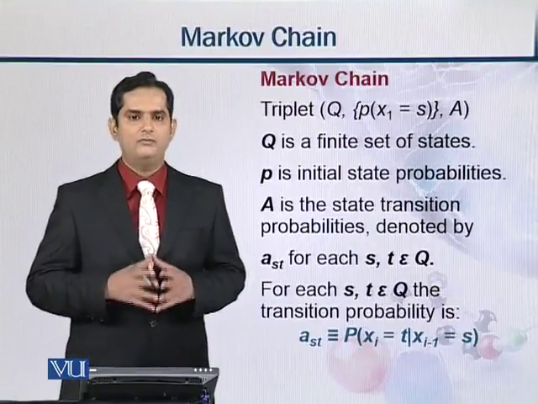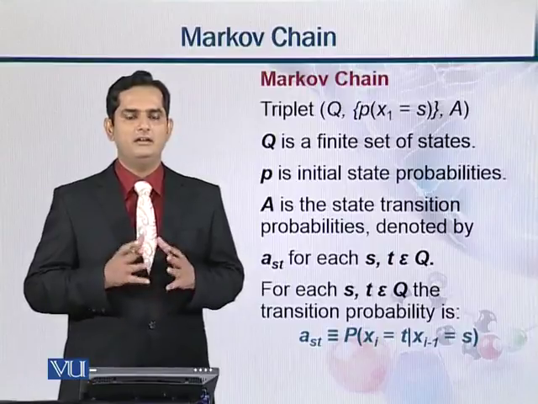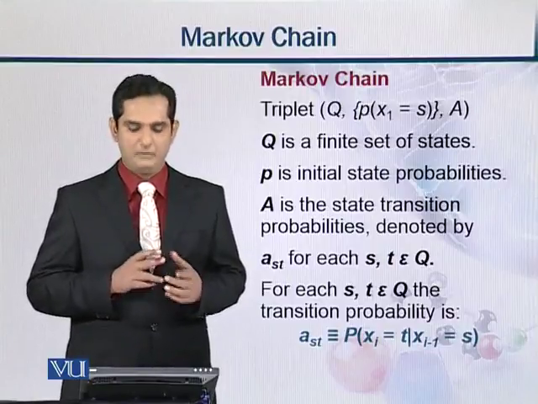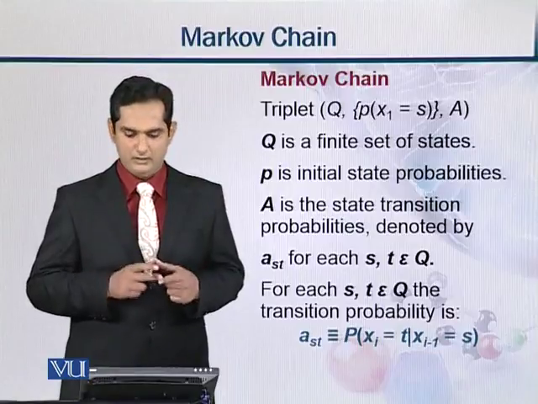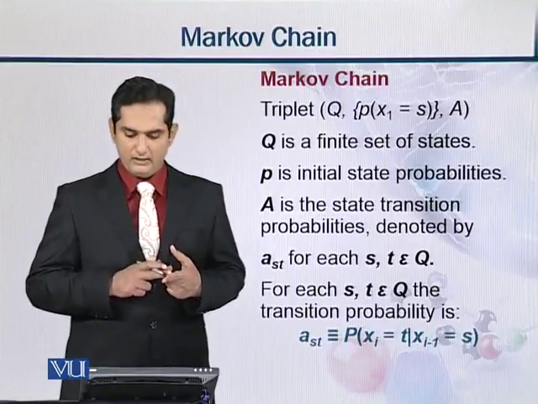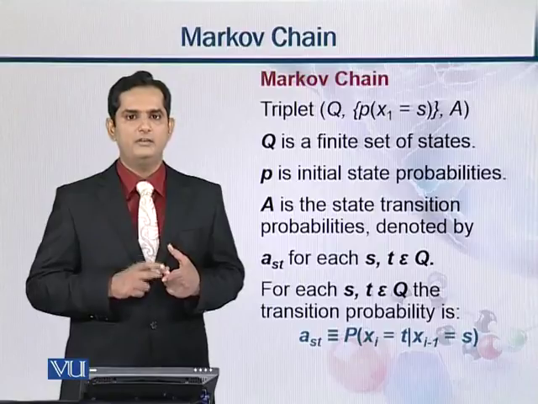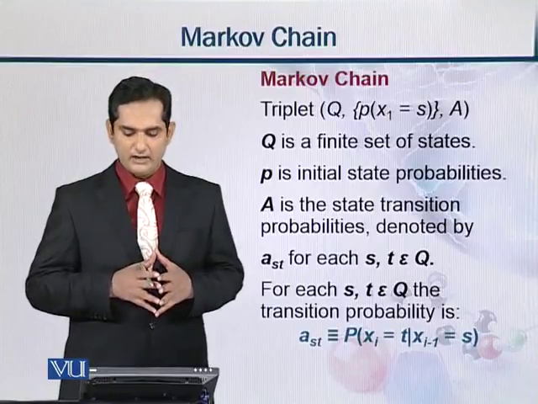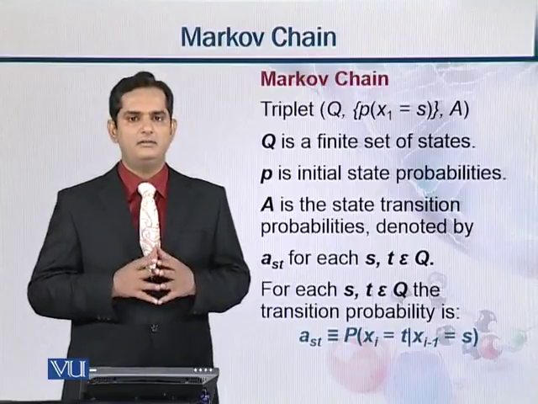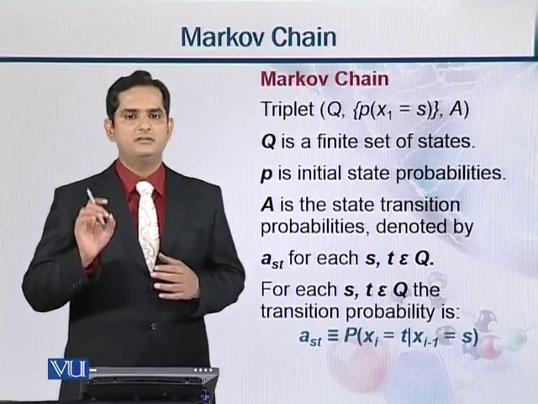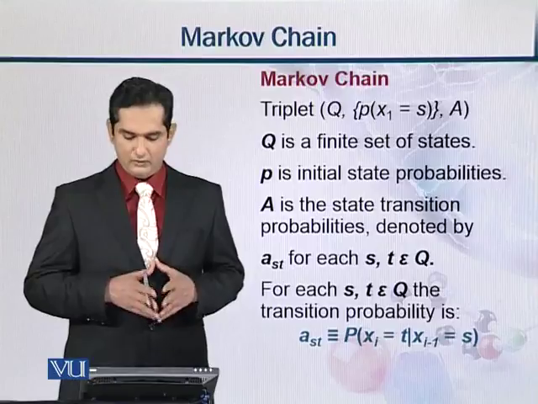Formally, a Markov chain is a triplet of three things. Number one is Q, which is our set of states, which are finite. Then it has the state transition probability, P of X1 equal to s, which means that it is in some state, small s. And then we have A.